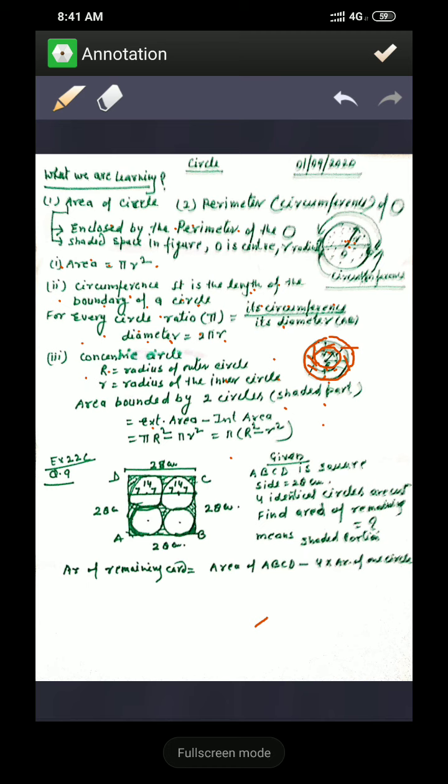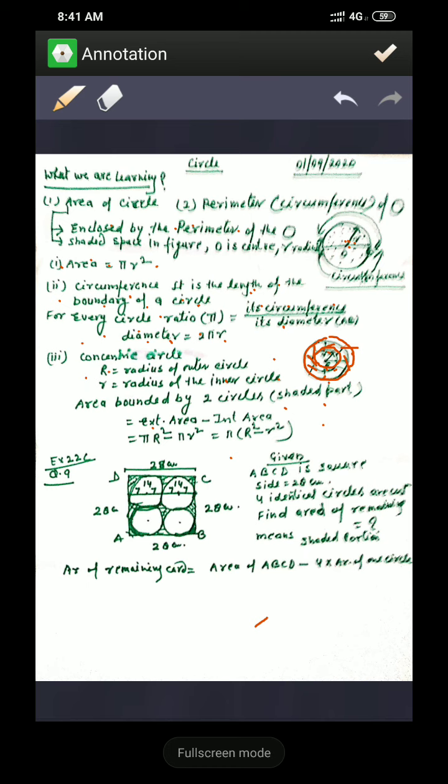And one more thing is there: you have to find the area of a quarter circle, or the area of a semicircle. Please go through the reduced syllabus of mathematics. I have posted it in your WhatsApp group as well as in your Google Classroom.